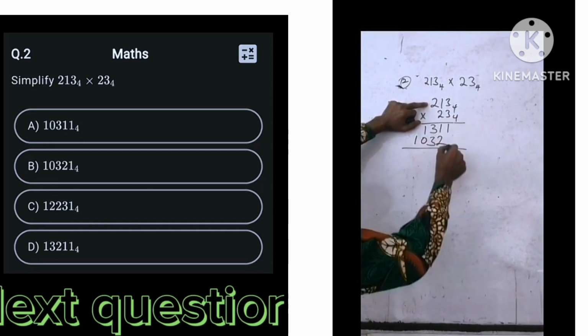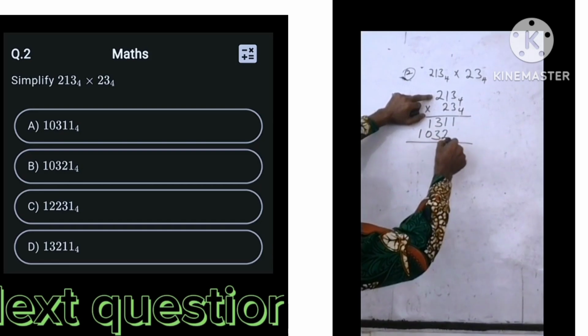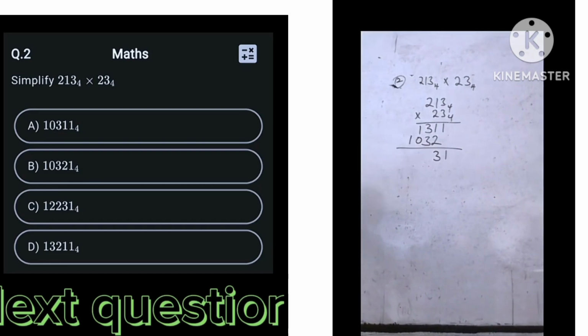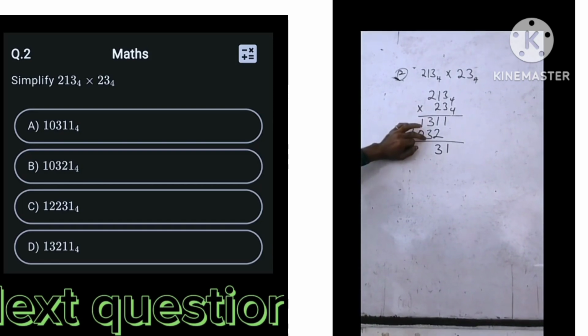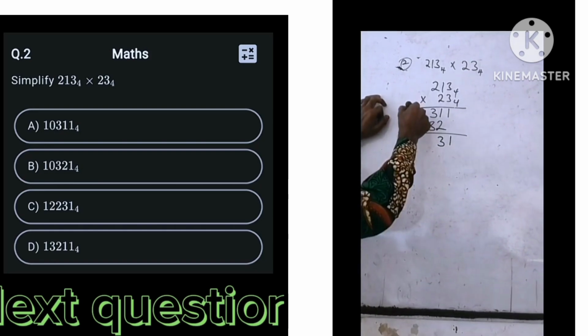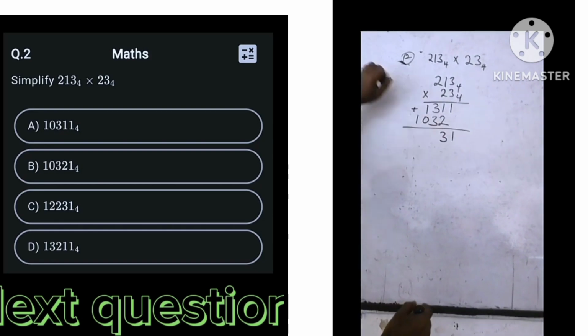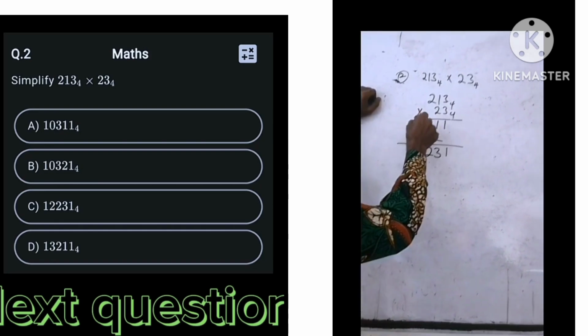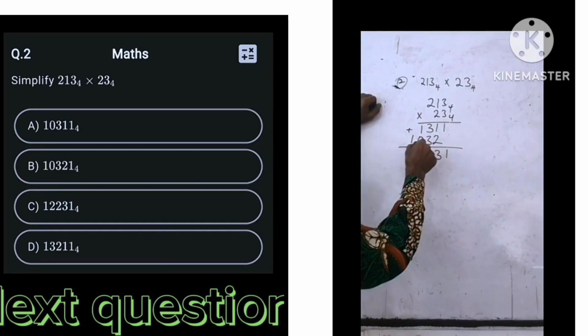So at this point, I will bring this down 1. This plus this is 3. This plus this will give me 6. So 6 divided by 4 will give me 1 remainder 2. So I'll write down the 2, carry 1. 1 plus the 1, that becomes 2.